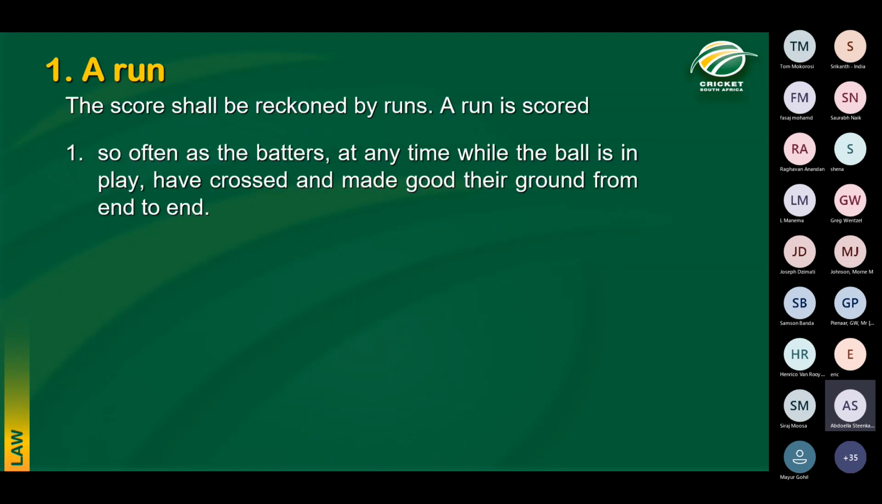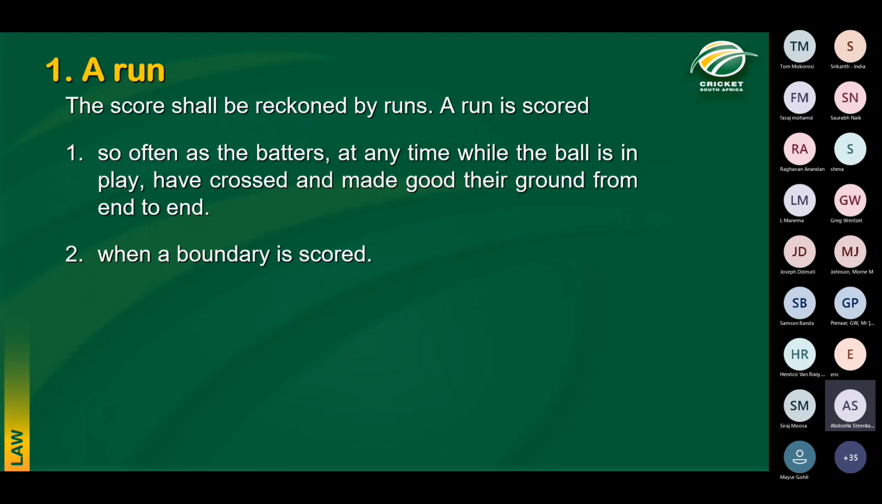Scoring runs. So how do we score runs? There are 3 ways. Firstly, as often as the batters, while the ball is in play, have crossed and made good the ground from end to end. So runs are scored as often as the batters, after making good the ground, whether they run 2, 3, 4, 5, 6, even 8, even 9. I can't remember ever seeing a 9, but I've seen a 5 many years ago. But as often as the batters make good the ground and run, those are seen as runs.